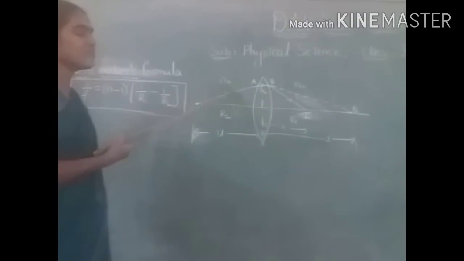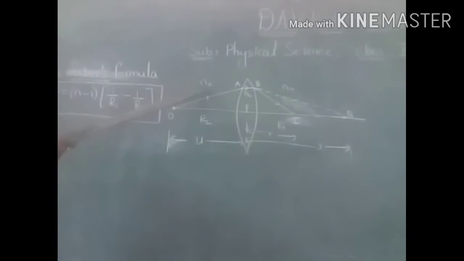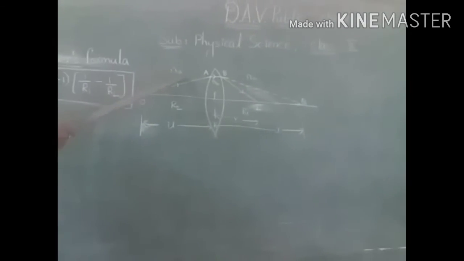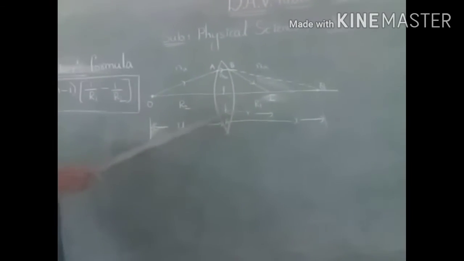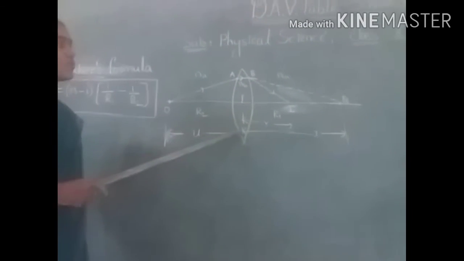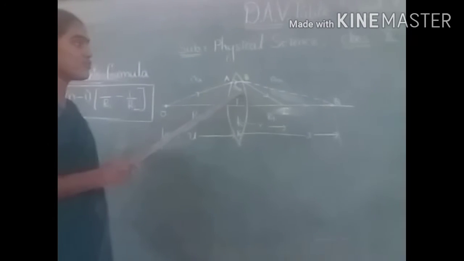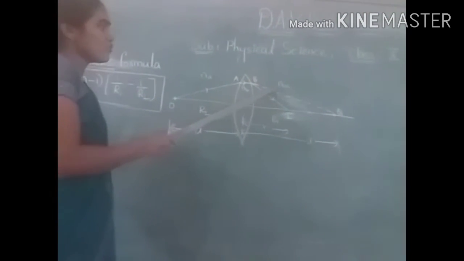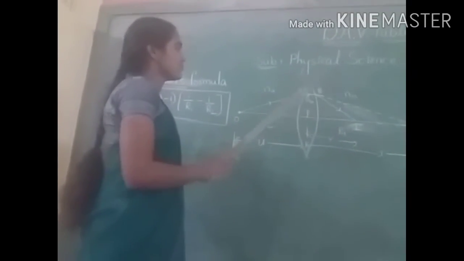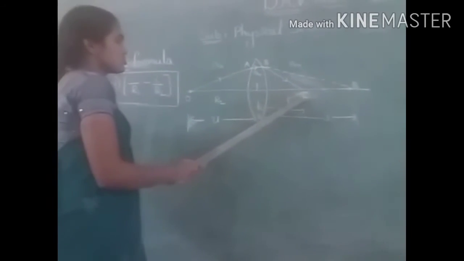So here the outside medium we will consider as A. So we will take NA as the refractive index of A. NB is the refractive index of glass, that means the lens is made up of glass. NA is again the refractive index of A, that is the outside medium. Here we have taken O as the object and I as the image.